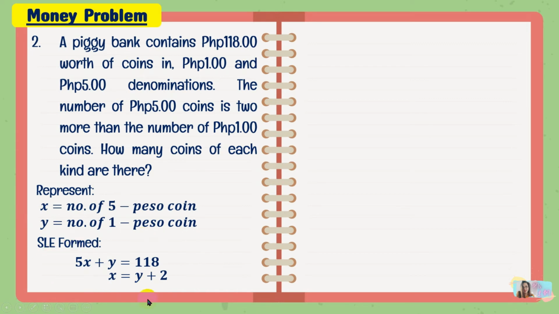So magkakaroon tayo ng ganitong system of linear equation, 5x plus y is equals to 118, x is equals to y plus 2, and as you can see, we can substitute the value of x as y plus 2. So that means we're going to solve this system of linear equation by substitution. So 5x plus y is equals to 118. Ang x daw po ay y plus 2. We are going to substitute y plus 2 sa ating variable x.